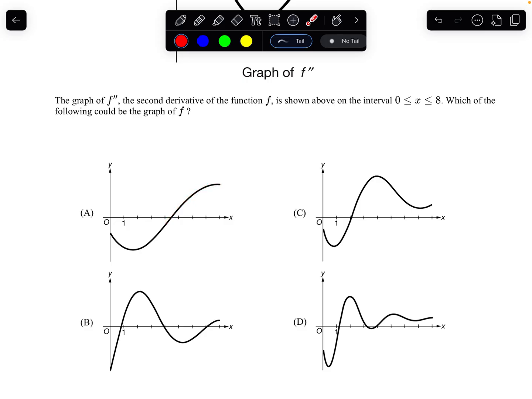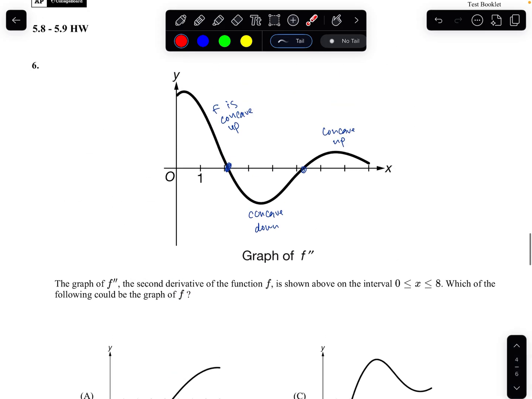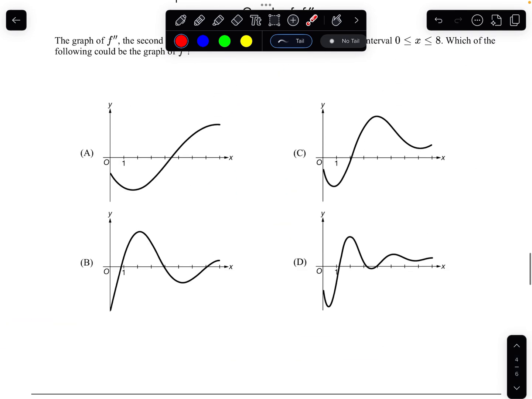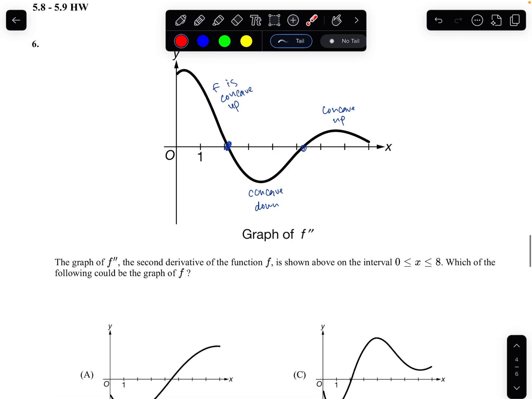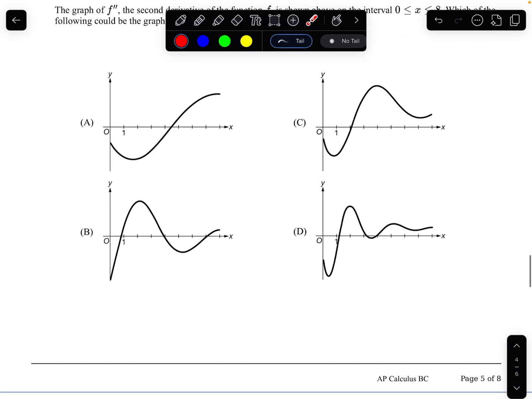So this only has one change, but you can see here that we have two f prime double prime sign changes. So positive, negative, and positive. That's two sign changes. So it can't be A because it only seems to be one point of inflection. So I'm looking for basically 2 points of inflection, and in a way where it's concave up, concave down, concave up. Let's look at B.